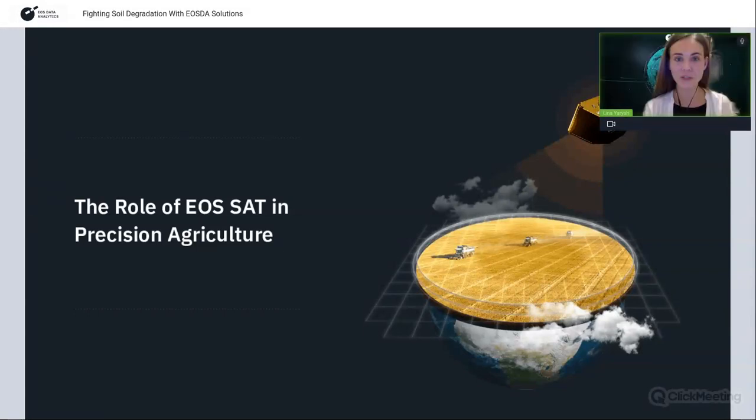We're going to cover the last but not the least topic of our presentation. This is the role of EOS SAT in precision agriculture and in particular in measuring soil organic carbon.